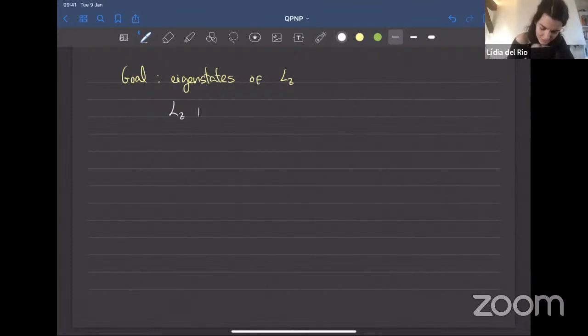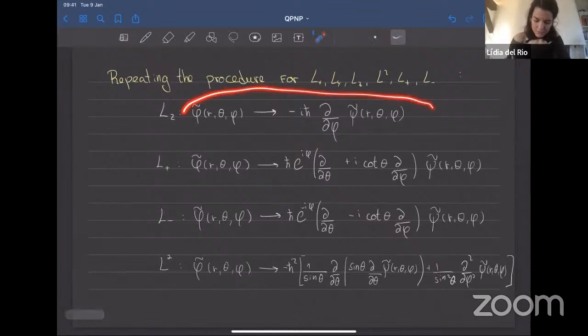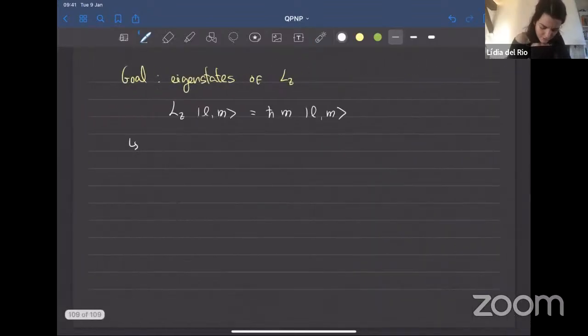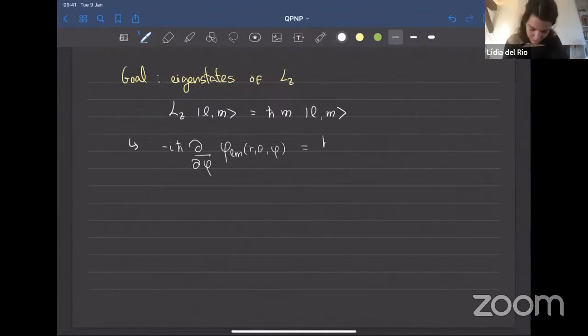So again, what was the idea? That when you have Lm, this is the equation for the eigenstate. And now we can write it already in spherical coordinates because we know how it acts on the wave function. So Lz, if you remember, just takes the wave function to this nice thing here. Okay. So then we have minus i h bar derivative in order to phi of the wave function corresponding to this state, so Lm. This is equal to hm. And now this wave function in spherical coordinates, let's not forget.